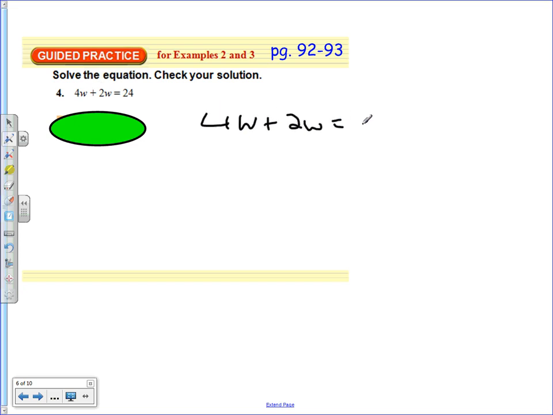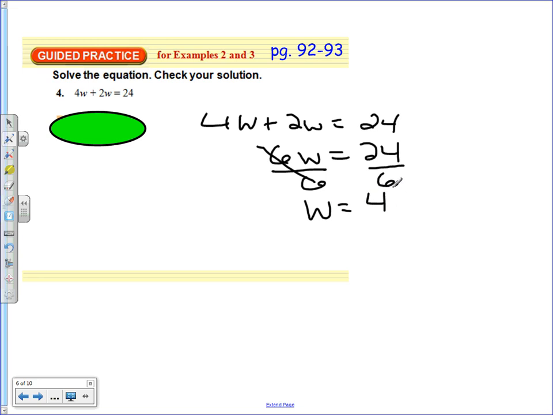In this case, we have two like terms on one side of the equation. If they're on the same side of the equal sign, we can simply combine them. 4w and 2w would give me 6w and 24. We're going to divide both sides by 6. This leaves me with w here, and 24 divided by 6 gives me 4.